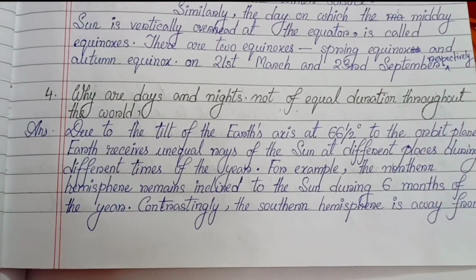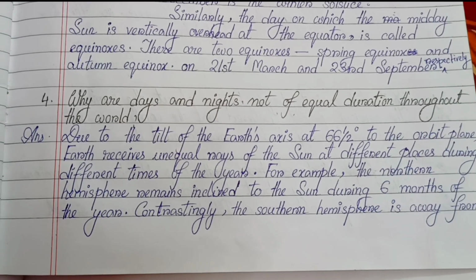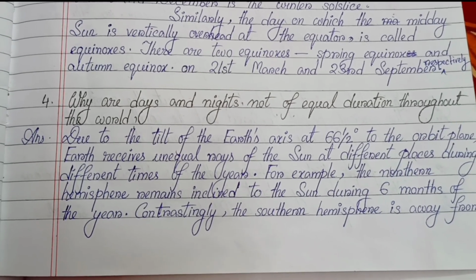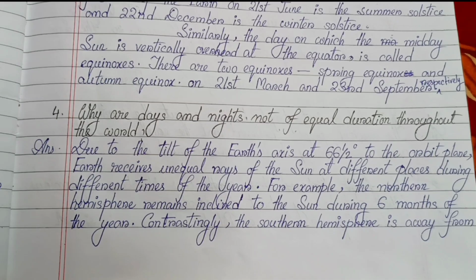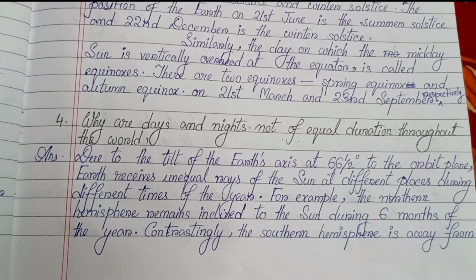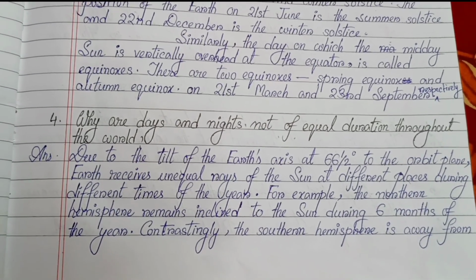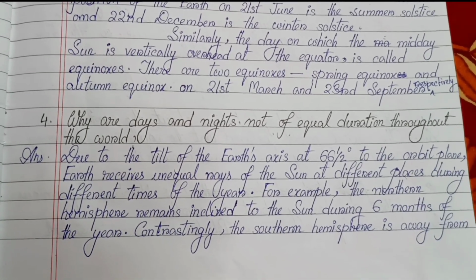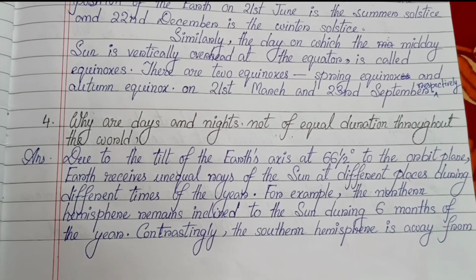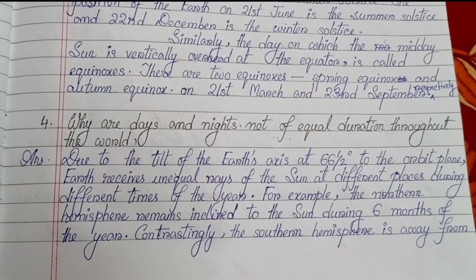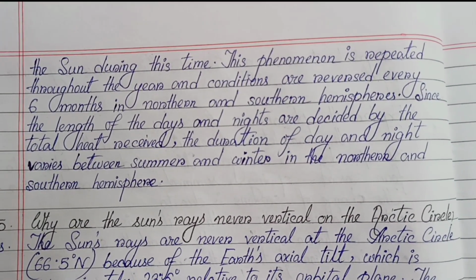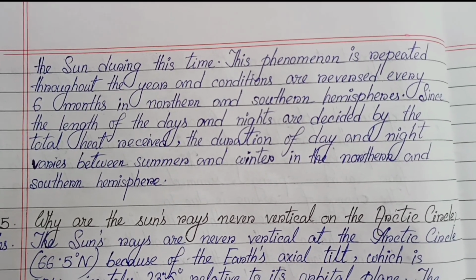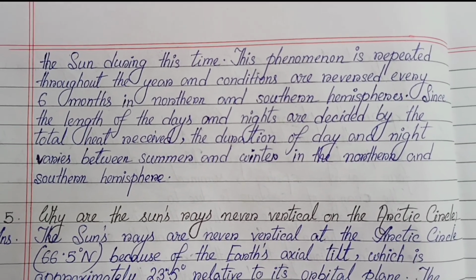Number 4. Why are days and nights not of equal duration throughout the world? Due to the tilt of the Earth's axis at 66.5 degrees to the orbit plane, Earth receives unequal rays of the sun at different places during different times of the year. For example, the northern hemisphere remains inclined to the sun during 6 months of the year. Contrastingly, the southern hemisphere is away from the sun during this time. This phenomenon is repeated throughout the year and conditions are reversed every 6 months in the northern and southern hemispheres.